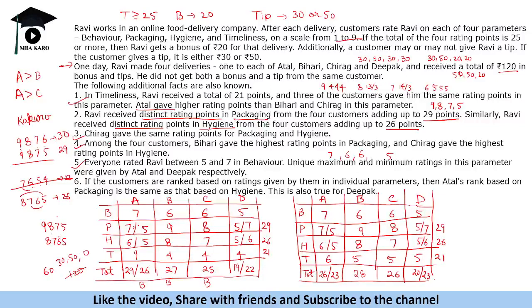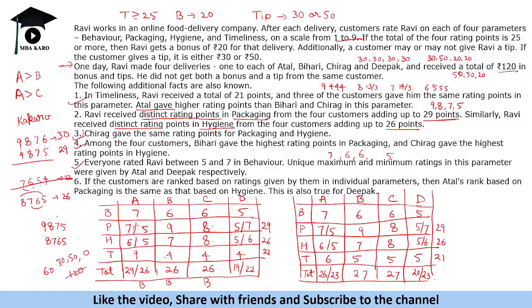One mistake I've made here is that I was just saying that Chirag gave the same rating points in packaging and hygiene. So sorry, this 8 will come here, 8 and 7 will come here. So this total will be 26 and 26 respectively. And in this case also 7 and 8 will come here. So this total will be 27 and 27 respectively. Because I just realized that the totals were the same for two people, so that is not happening. So that was a mistake. I forgot to mention this, that Chirag gave this, so I took it this way. We should have taken the same points.